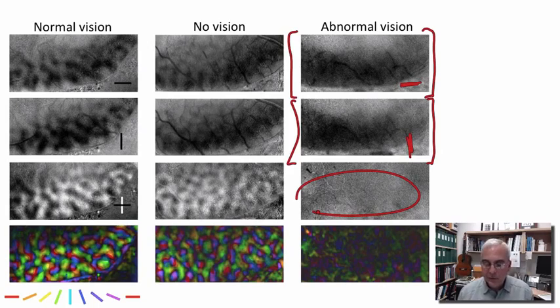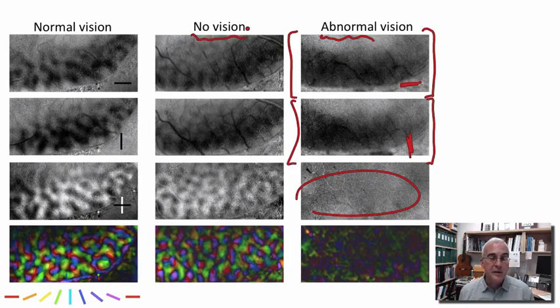So I want you to notice the implication of this finding. What this shows us is that when we made vision abnormal, what we found was actually more significant impairment of the visual cortex than when we simply deprived the animal of vision.